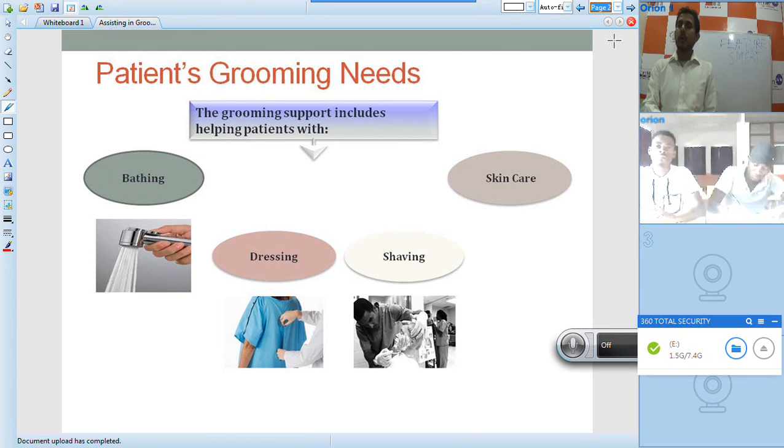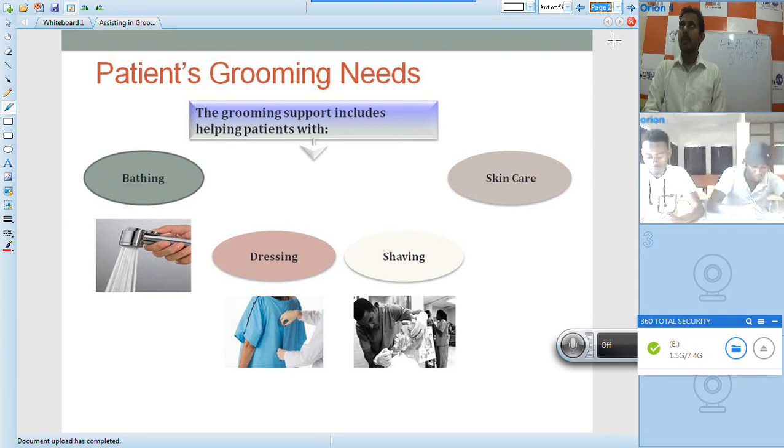Patient grooming needs. These are the main points you have to keep in mind while grooming the patient. One is bathing, dressing, shaving, and skin care. Bathing technique we have already discussed in the previous chapter.